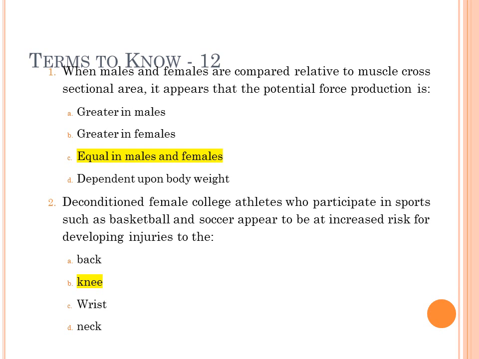So when it's saying compared relative to cross-sectional area, you're comparing an apple to an apple, the same cross-sectional area from a woman to the same cross-sectional area of a man, so they're the same size, they have the same force production. That's an important point to remember. And then the second question that was covered extensively in the lecture regarded the increased knee injuries in college athletes, in female athletes.